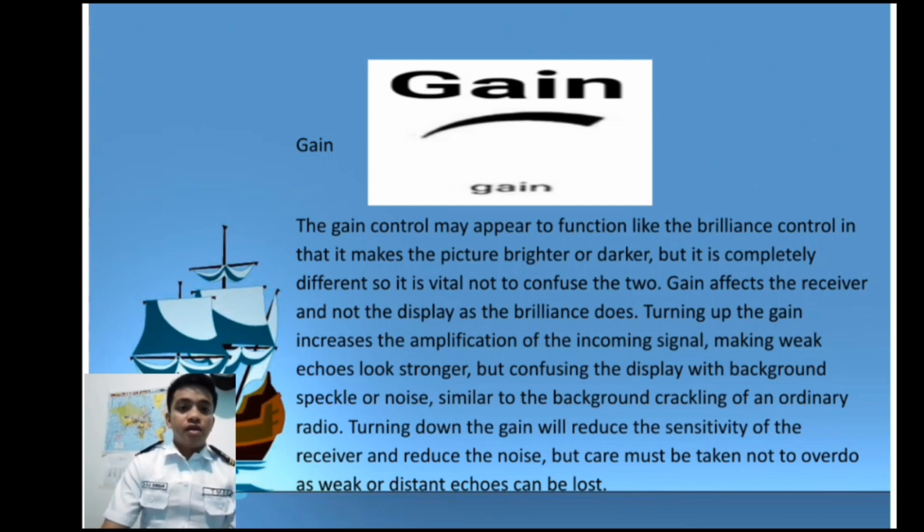So turning up the gain increases the amplification of the incoming signal, making weak echoes look stronger, but confusing the display with background speckle or noise, similar to the background crackling of an ordinary radio. Turning down the gain will reduce the sensitivity of the receiver and reduce the noise. But care must be taken not to overdo it, or weak, though distant, echoes can be lost.